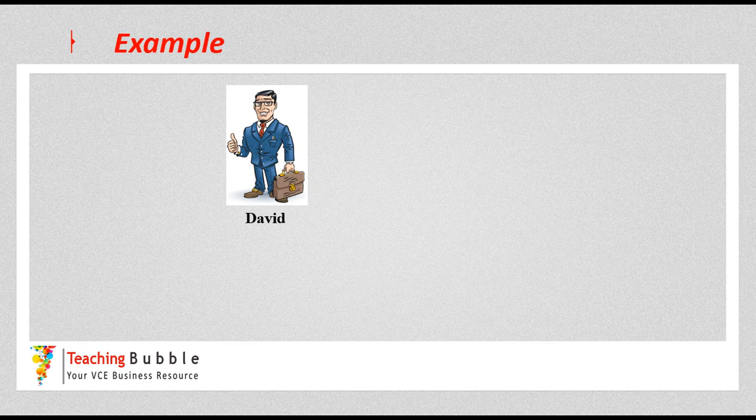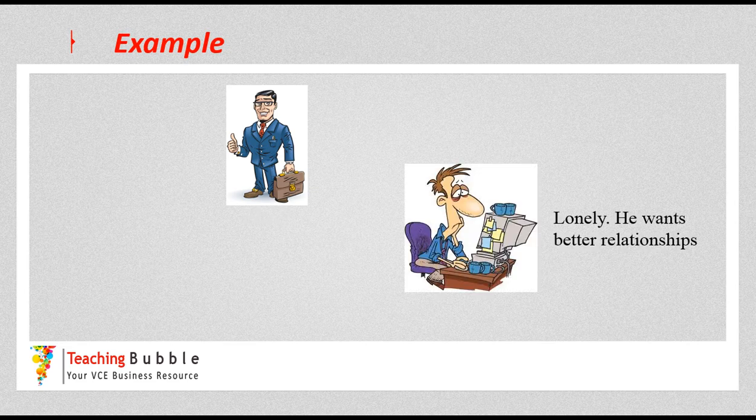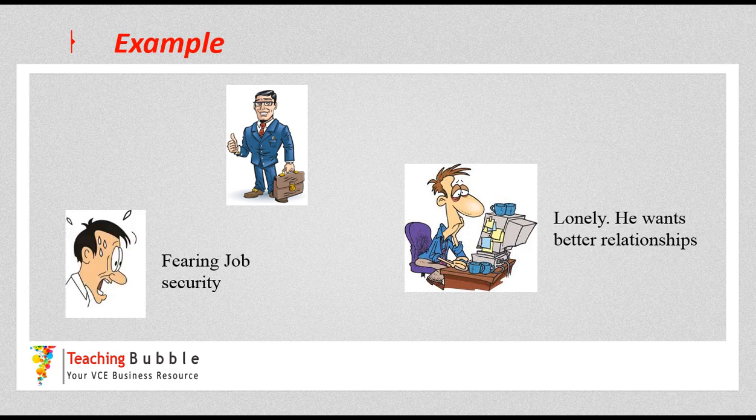So if we have a look at an example here, we've got David, who is our manager. It doesn't matter what kind of organisation, but let's say there's two employees. One employee is quite lonely and wants better relationships with co-workers, and then you've got another employee who is fearing job security. So you can see there that they're at different levels of the hierarchy, and that can often happen within an organisation.